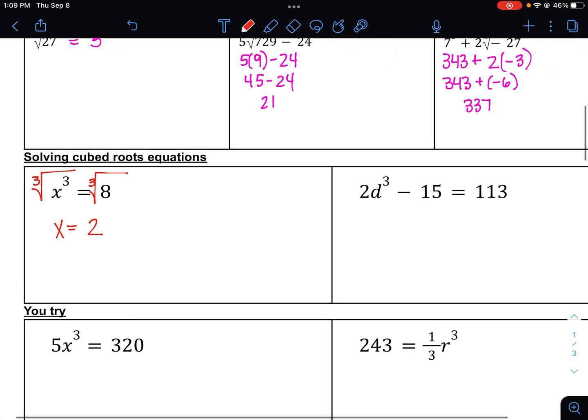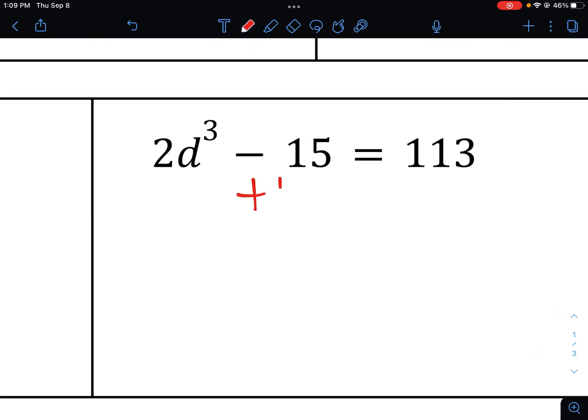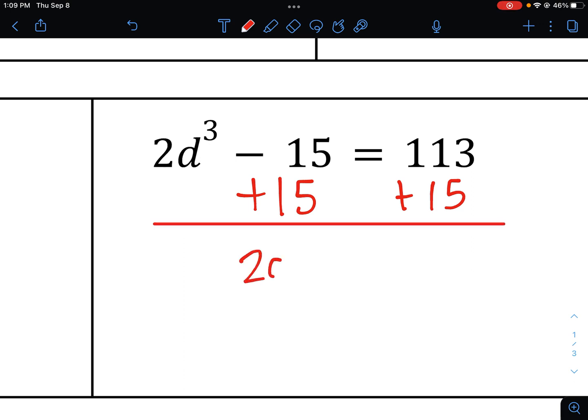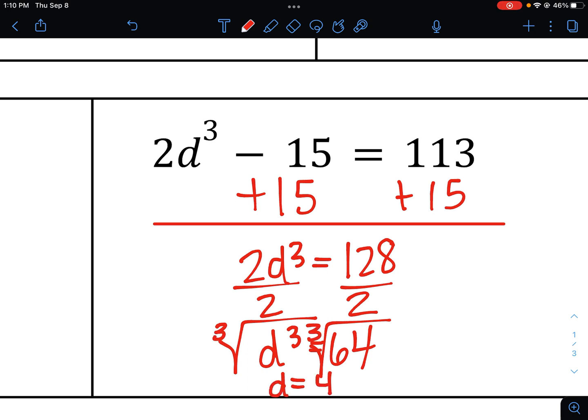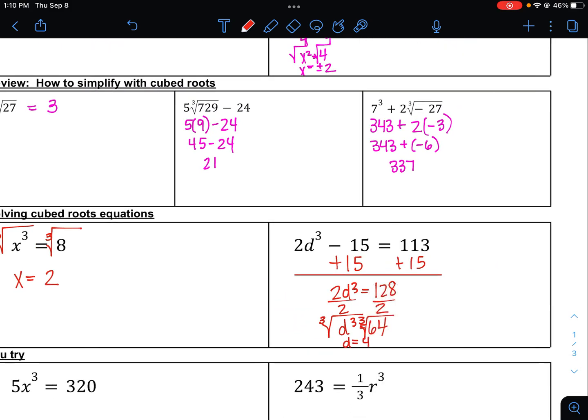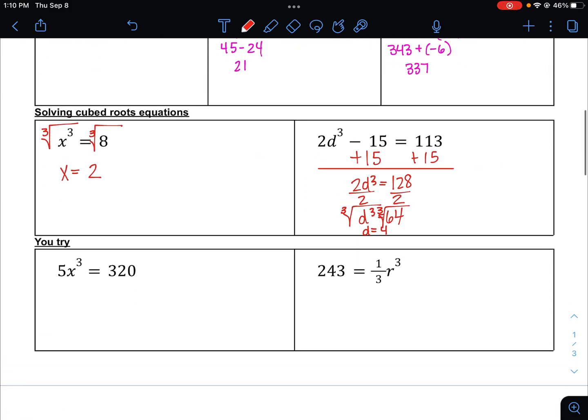So going over here to the second one, we're going to work with our constant number first. So add 15 to both sides to get 2d to the third power is equal to 128. We're going to work with our coefficient to get d cubed by itself. So 128 divided by 2 gives us 64. We take the cubed root of both sides, make sure that little 3 goes on, and d is equal to 4. So it's 4 times 4 is 16, and 16 times 4 is 64. Go ahead and pause this and do the You Try problems.